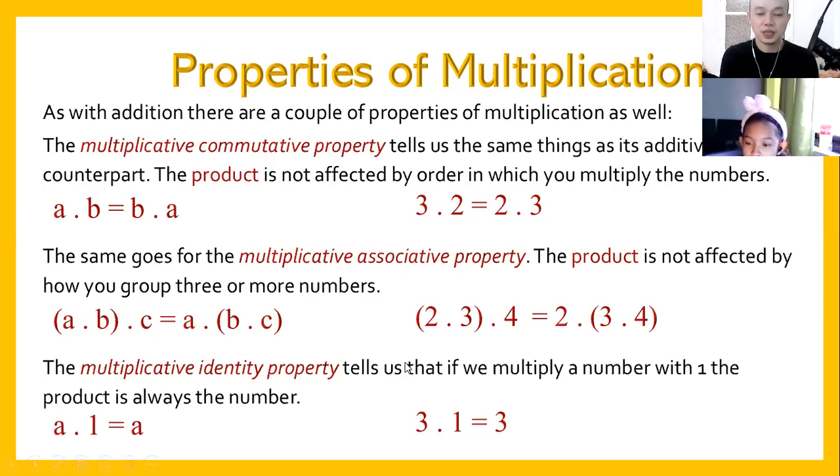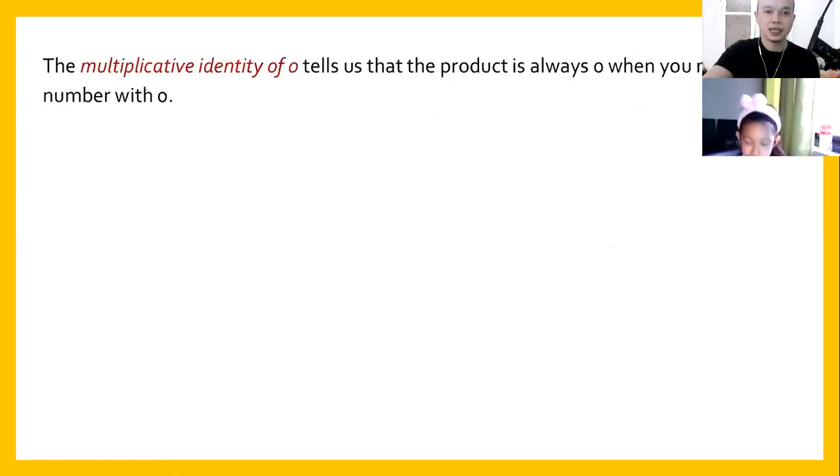Okay, so if you substitute the value of A, which is equal to 3, so 3 times 1 is equal to 3. Okay, Crystal? How about negative 1,000 times 1? What is the result? Negative 1,000. Yes, all right, very good. So let's see the next property.